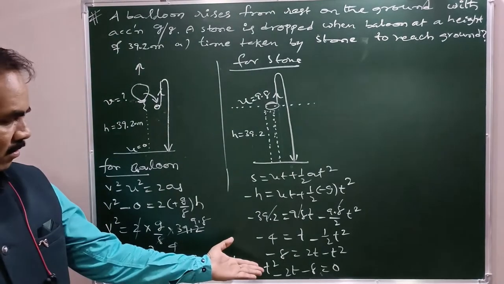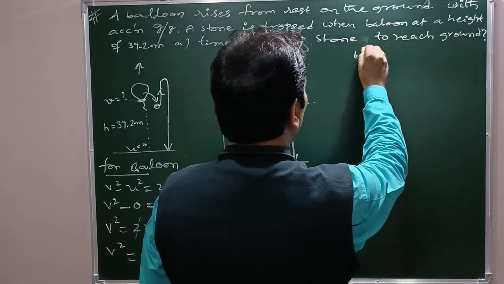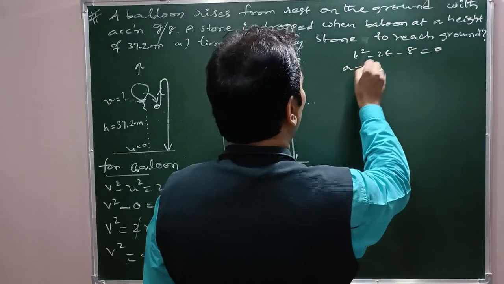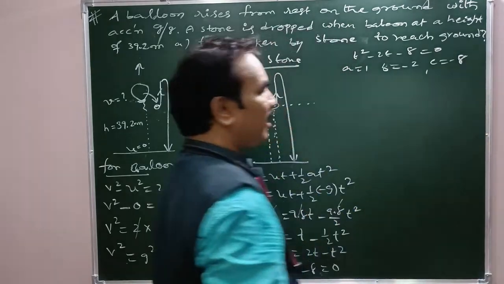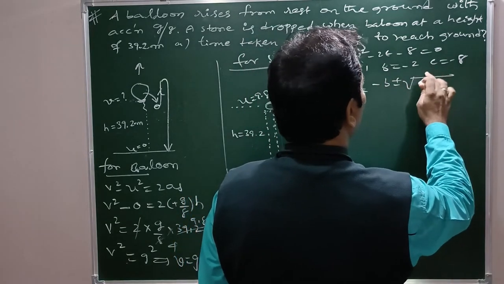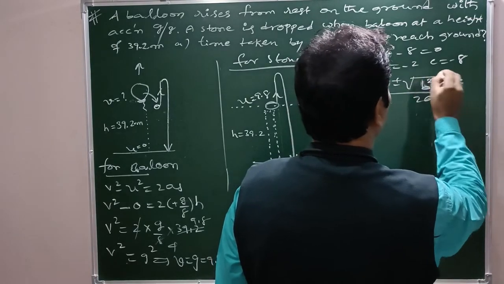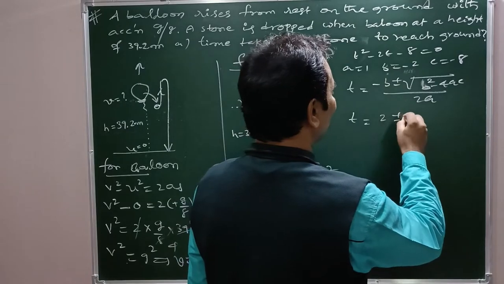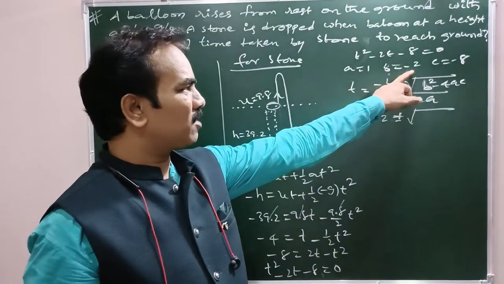This is what relation. Now, this is what quadratic expression, that is t equal to, we have t square minus 2t minus 8 equal to 0. So here a equal to 1, b equal to minus 2, c equal to minus 8. Right. Now find roots here. t equal to minus b plus or minus root over b square minus 4ac by 2a. That is t equal to minus b. Minus b means 2. Plus or minus root over b square. b square means minus 2 whole square. That is 4.